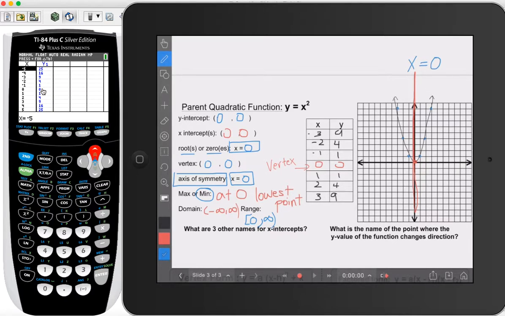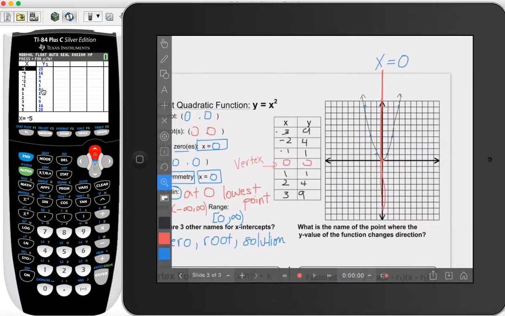Now, what are the three other names for x-intercepts? Like we said before, an x-intercept is a root, a 0, and a solution. So if I ask you what's the 0, what's the root, and what's the solution, I mean the same thing in this case. It's the x-intercept.